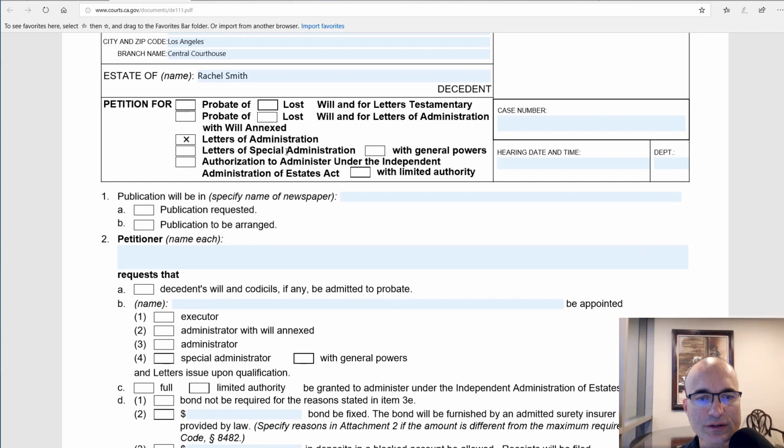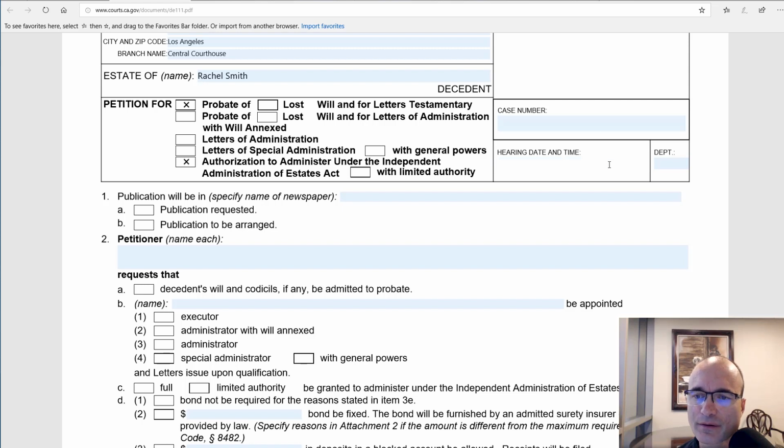Letters of special administration is for emergencies. If you need somebody appointed on an emergency basis in order to handle some asset in the estate that's in danger of being lost, then you would do that, in which case you would not click the letters of administration. But we're going to say we're doing a will and for letters testamentary because we're going to say Bob Smith was named in that will to act as executor. And then down here, the authorization to administer the estate under the Independent Administration of Estates Act. We're going to talk about that more later, but we do want to click that. You almost always want to ask for that if you can get it.